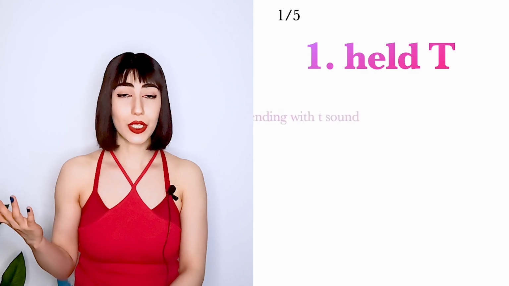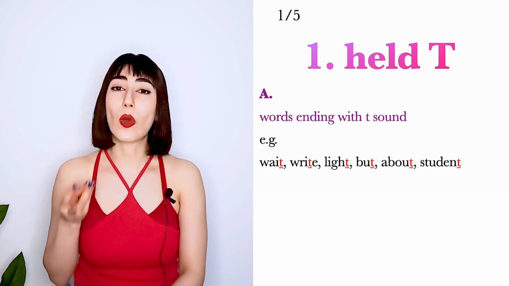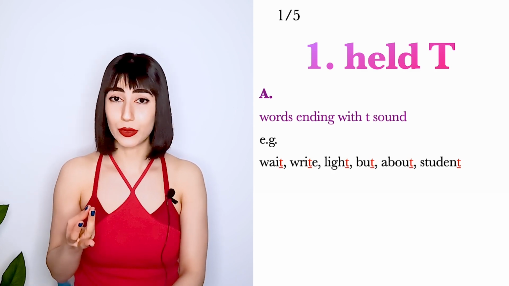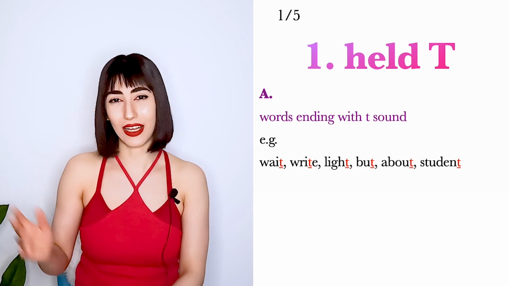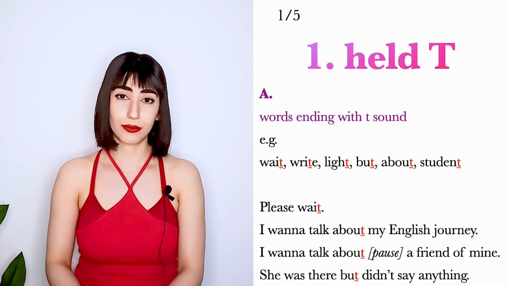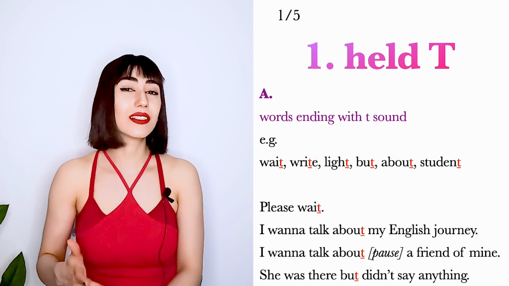Yeah? Another situation, having T at the end of the word where it is not stressed. Wait, right, like, but, about, student. You see there are a lot. For instance, please wait, another one. I want to talk about my English journey.